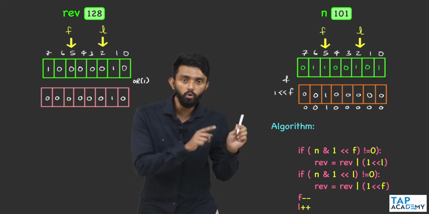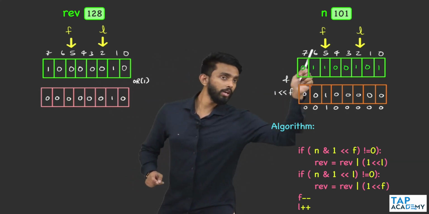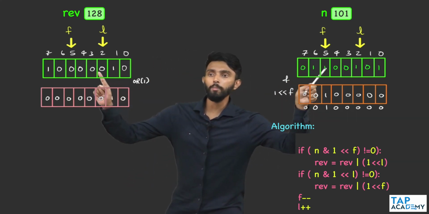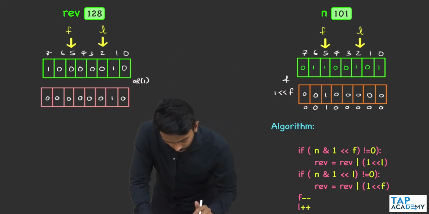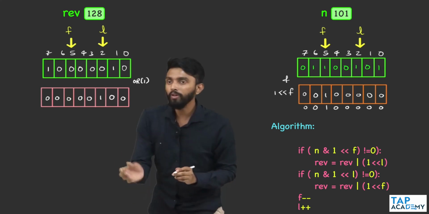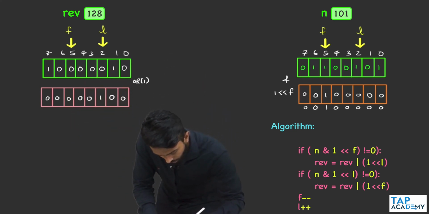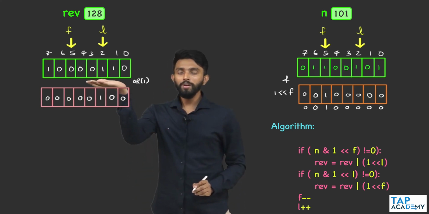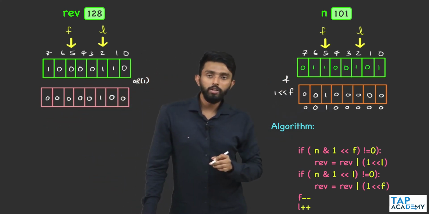If the condition is true, you know at the Lth bit you have to set it, because if the F bit is set here, if you reverse it, it will come at the Lth position. I hope you're able to think. How will you set this? Simple. To set it, you need a mask, and the mask is everywhere 0. Only at the Lth bit it has to be 1. And if you do OR and update it, then this Lth bit is now going to become 1. Slowly reversing is happening. Great. Awesome. We have checked for the F bit.